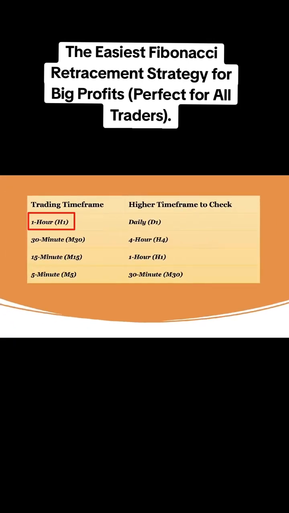If you're trading on the hourly chart, check the daily time frame as your higher time frame to make sure the trend aligns. For the 30-minute chart, the higher time frame to confirm is the 4-hour. For the 15-minute chart, look to the 1-hour for trend alignment. And if you're trading on the 5-minute chart, check the 30-minute as your higher time frame.